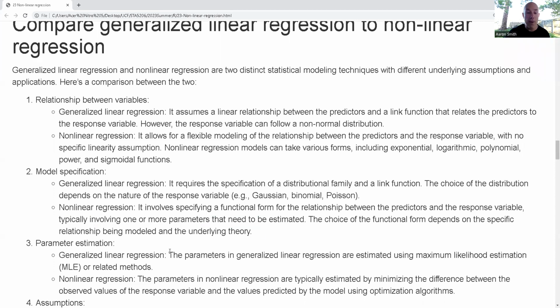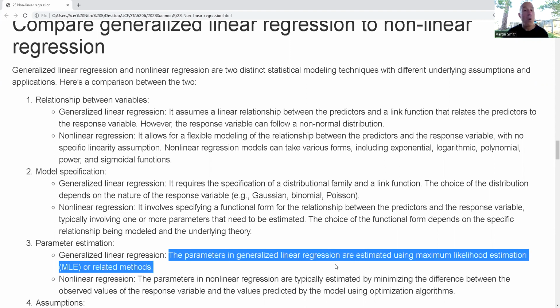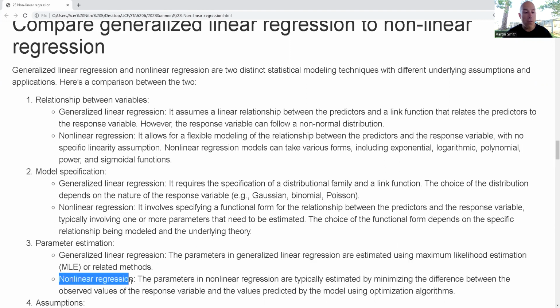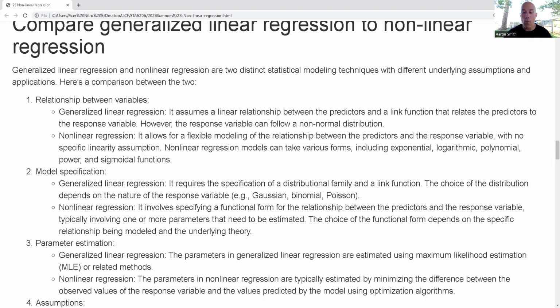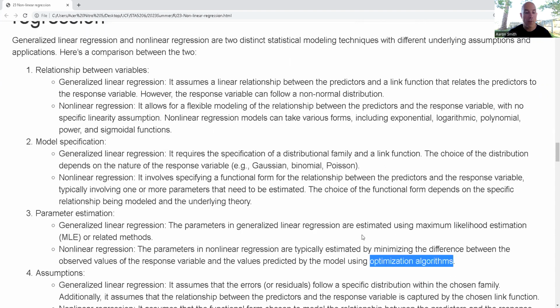For parameter estimation, the parameters in generalized linear regression are estimated using maximum likelihood estimation or other related methods. For nonlinear regression, parameters are typically fitted using ordinary least squares and an optimization algorithm.